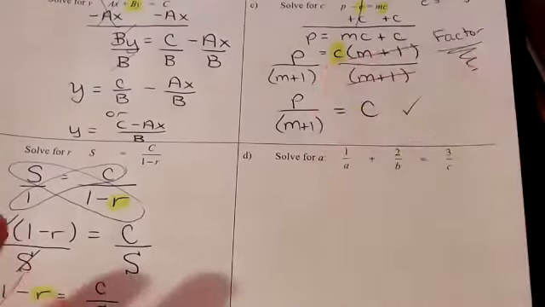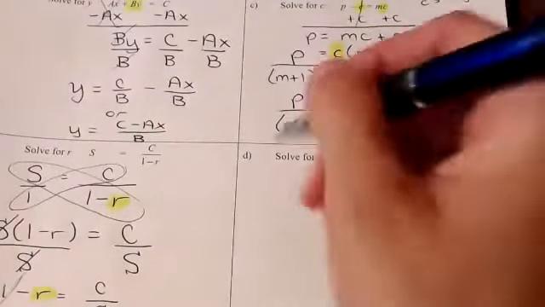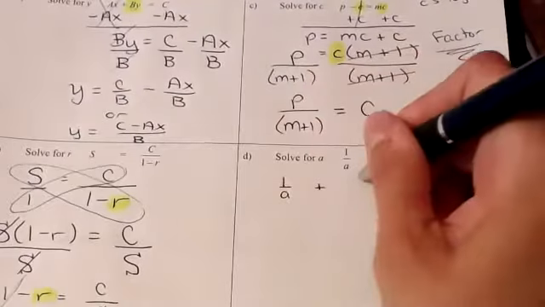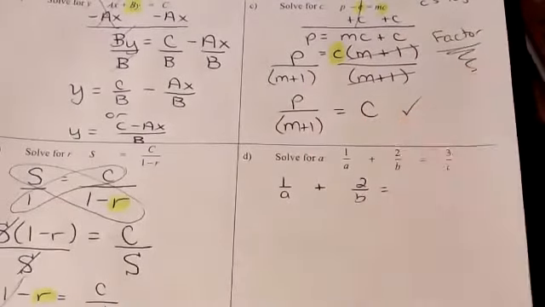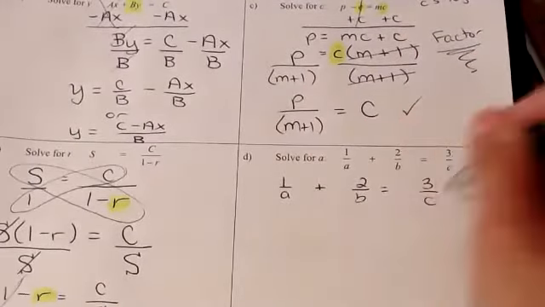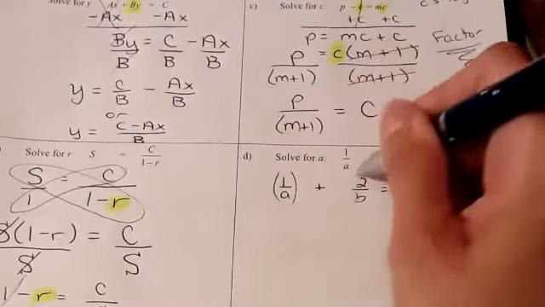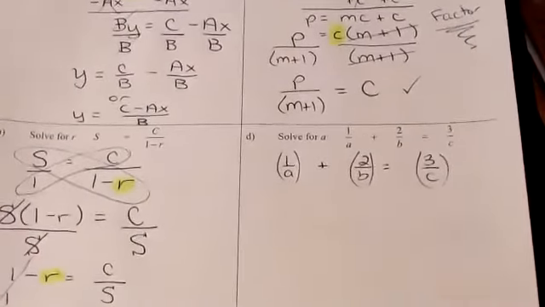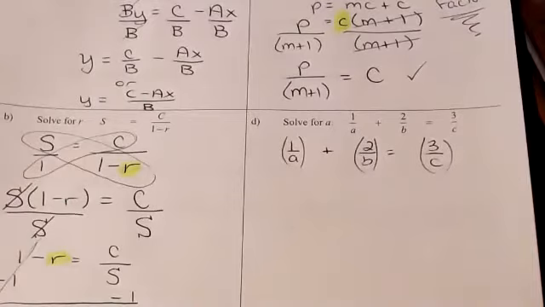Okay, check it out. I'm going to rewrite this because it's a little cramped. So I have 1 over a plus 2 over b is equal to 3 over c. I'm going to write each term in parentheses, 1, 2, 3. And I'm going to multiply every term by my LCD, which happens to be A, B, C.